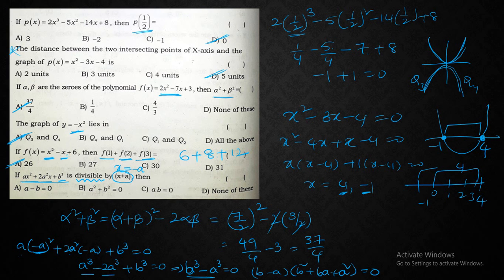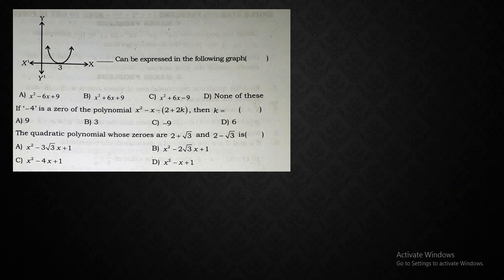Now b square plus ba plus a square, either it should be 0 or this should be 0. So from this what I can say, option A is my answer, right? Next, moving on to one more question.